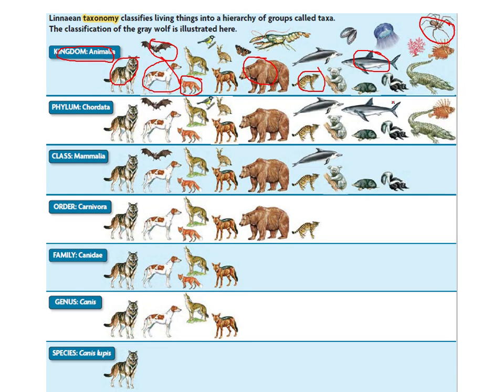Now, if we move down a level to phylum Chordata, only some of the animals are in phylum Chordata. The other ones are in a different phylum, but everything in Chordata is also part of Animalia. So in Chordata, we also find our wolf and our dog and our bat and our fox and our bear, and we find our cat and we find our shark, but we don't find our spider. Our spider is in a different phylum. It's an arthropod.